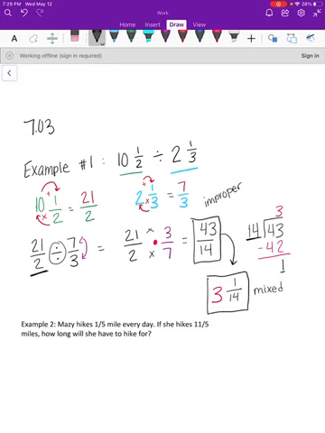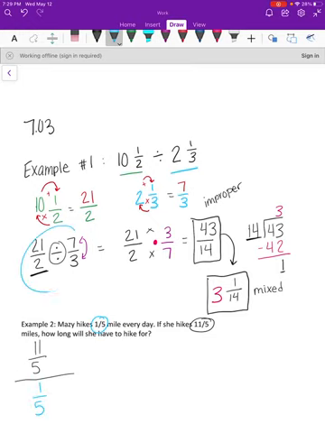Okay, our second one says Maisie hikes 1/5 mile every day. If she hikes 11/5 miles, how long will she hike for? So what we need to do is we're going to take 11/5. To find out how much time it takes her, we're going to divide it by 1/5.